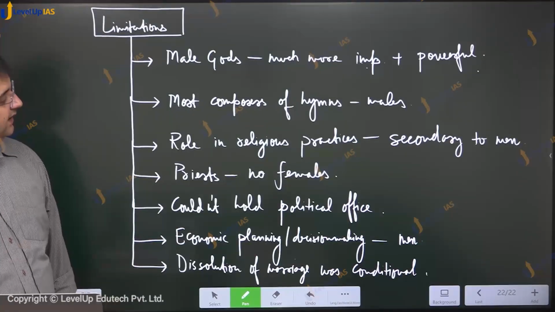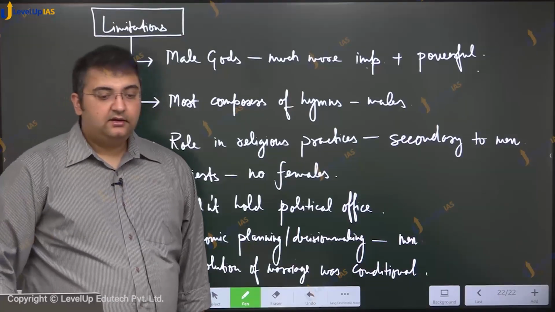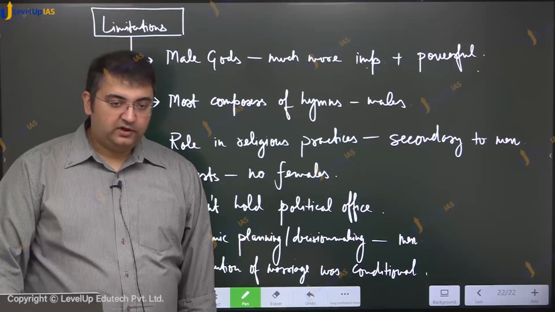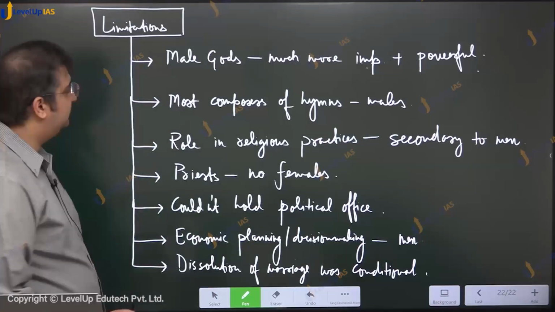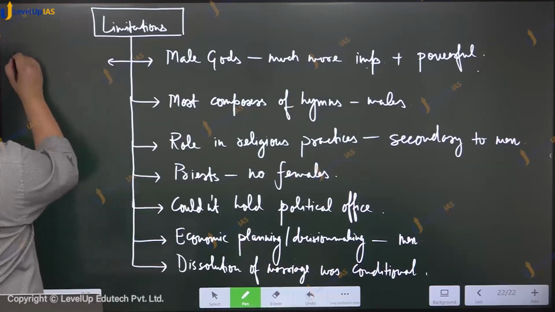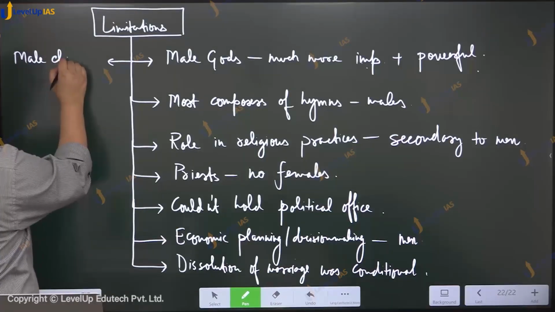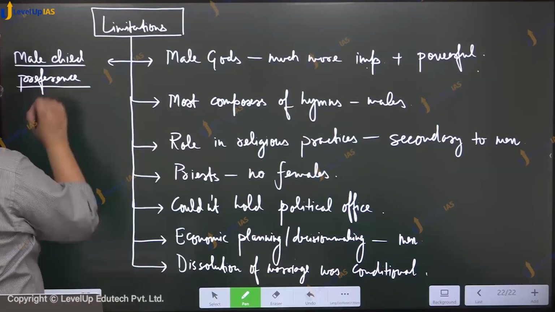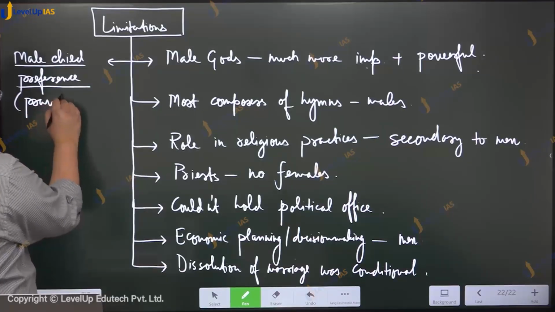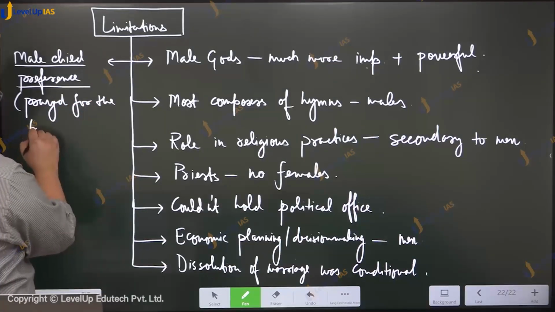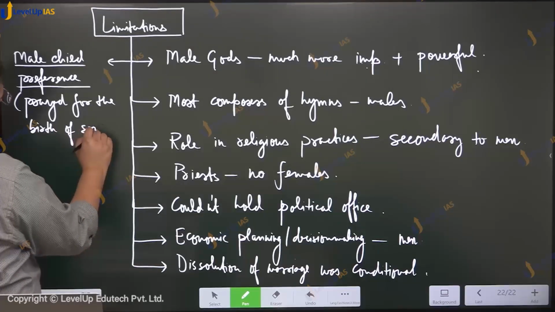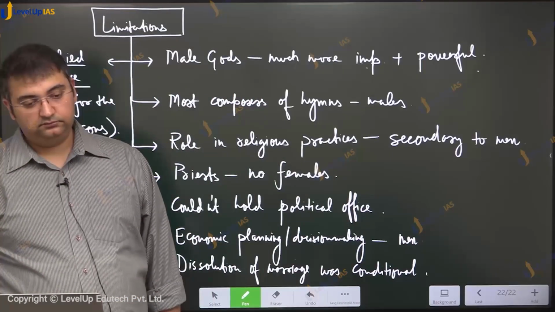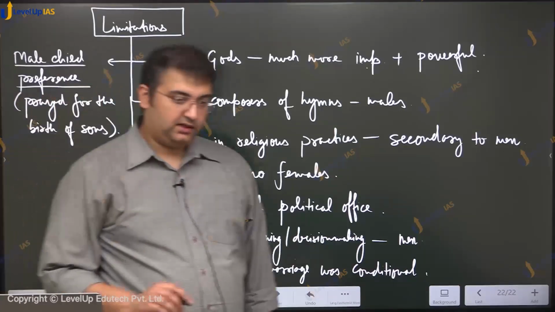And while the early Aryans did not consider the birth of a girl child to be a burden, प्रे किसके लिए करते थे? दोनों के लिए? Only males? Only males. There was a clear male child preference. They prayed for the birth of sons. ठीक है?